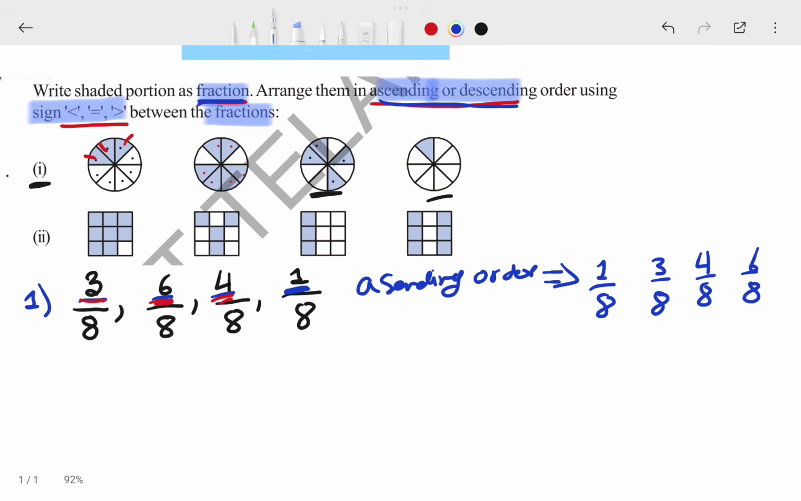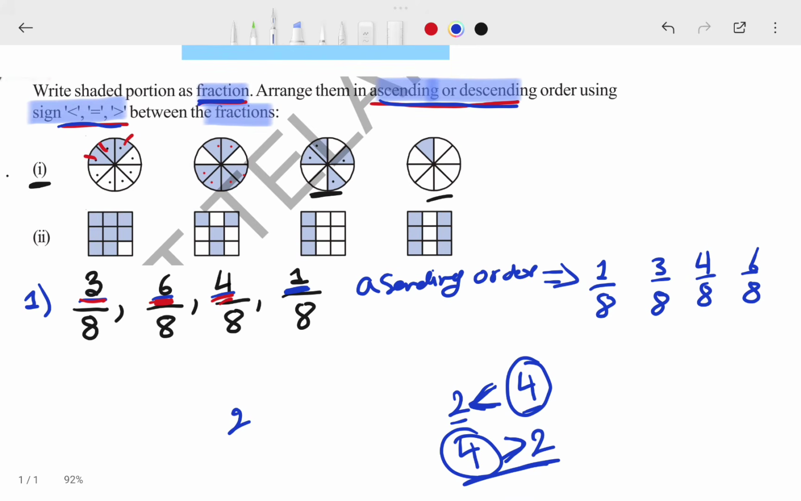Let me tell you, this is 2 and this is 4. Which is greater, 2 or 4? You will say, sir, 4 is greater. So we use these symbols: the mouth is open toward the greater number. Here this is a 4 and this is a 2. Where will you use the symbol? 4 is greater, so the symbol will turn like that. If this is 2 and this is 2, the symbol is equal. If this is 8 and this is 2, the symbol will be like that, because 8 is greater.